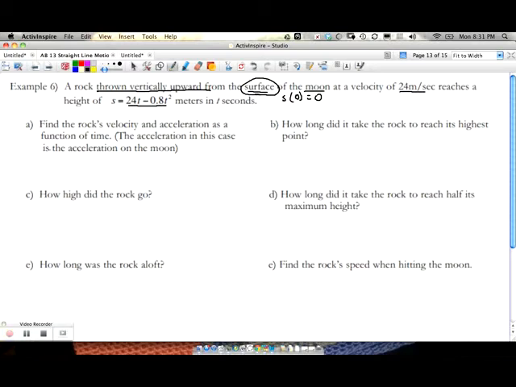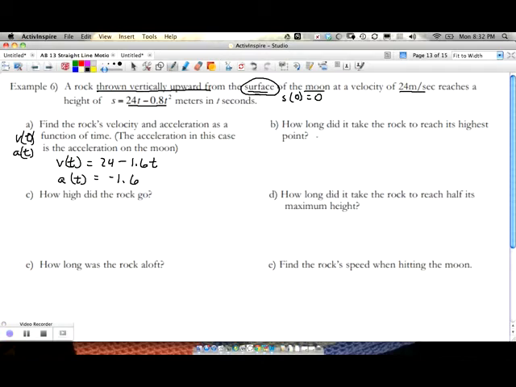So the first thing, A, find v of t and a of t. That's easy. That's called derivatives. V of t equals 24, the t to the first power just goes to t to the 0 power, minus, drop the 2, we're going to get 1.6 t. A of t in this case is the derivative of that. The 24 goes to 0, and we're going to lose this t, and it's just going to become negative 1.6.